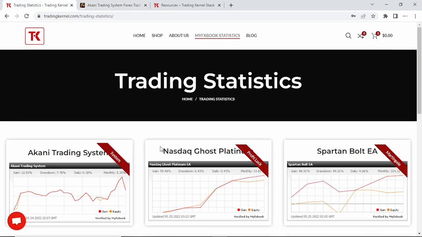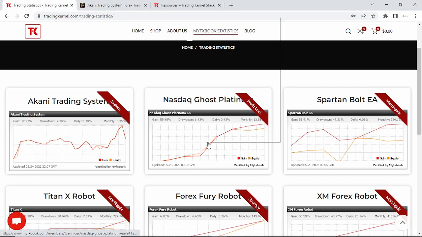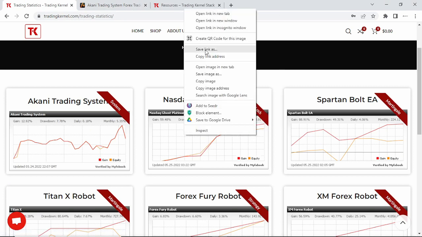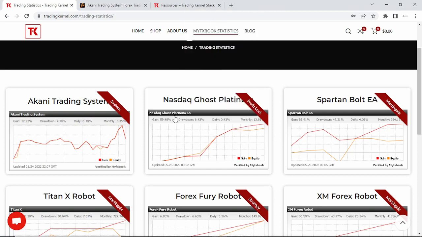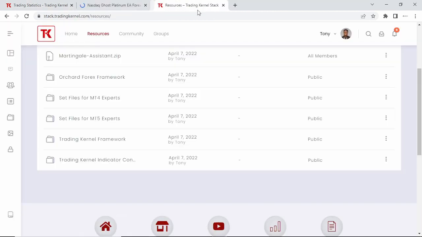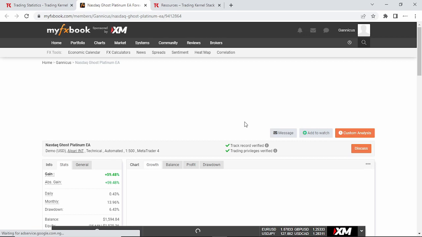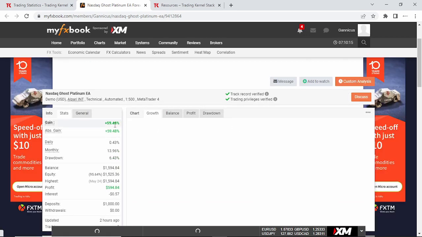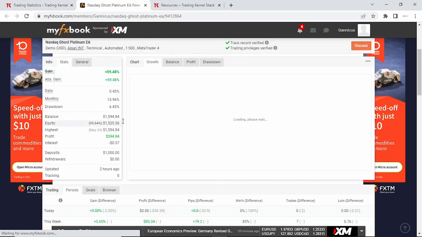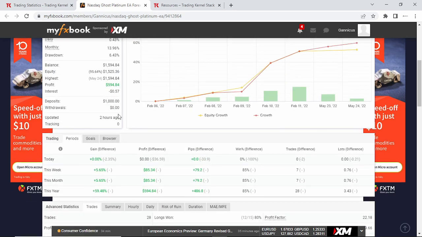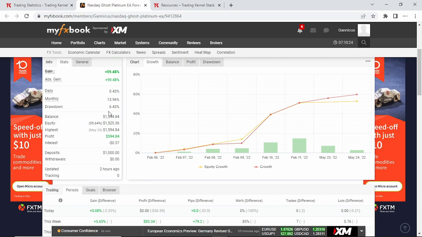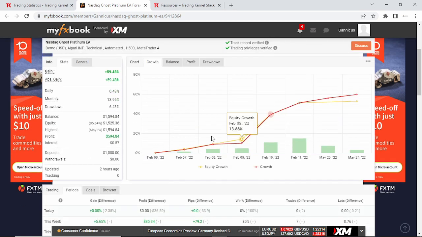All right, so the next one we're going to be looking at is NASDAQ Ghost. I believe most of us are familiar with NASDAQ Ghost. This is the current version 2 here. As you can see, we are currently at 59.48%, and we are currently at $1,594. So you can see our growth here. We started with $1,000, and now we are at about $1,500.